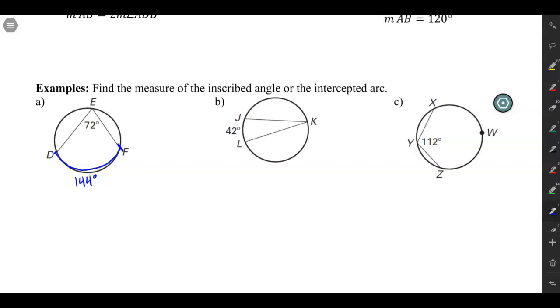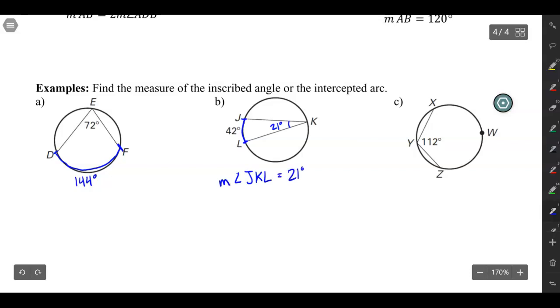Okay, let's say I start the other way. Let's say I start with the arc, and I know the arc is 42 degrees. Then the angle is going to be exactly half of that, so it's going to be 21 degrees. And maybe we want to write this out so we can practice writing out angle JKL. The measure of angle JKL is equal to 21 degrees.